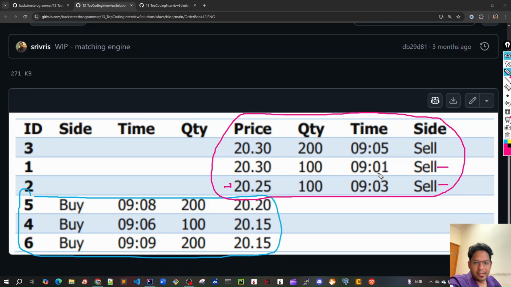So there is always a price-time priority. The sell order with the lower price has a higher priority, but if the price is the same, the one that arrived earlier has the higher priority. This is called price-time priority.